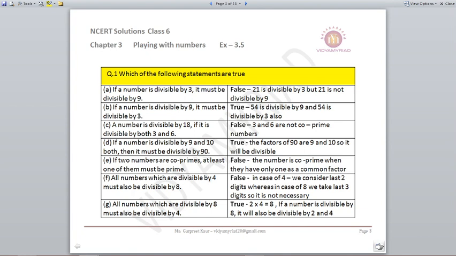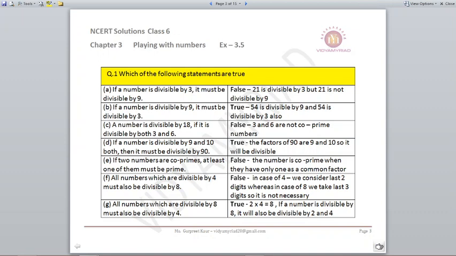Question number 1 is asking for true or false. Now we will be giving the reasons also. Number 1, if a number is divisible by 3, it must be divisible by 9. It is a false statement. For example, if I take the number 21, 21 is divisible by 3. Everybody knows that 3 7s are 21. But 21 is not divisible by 9.